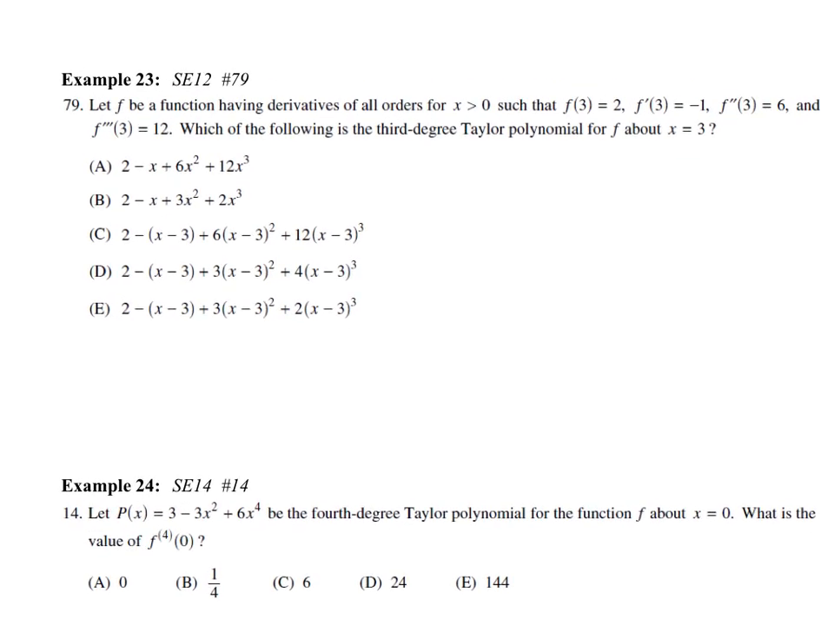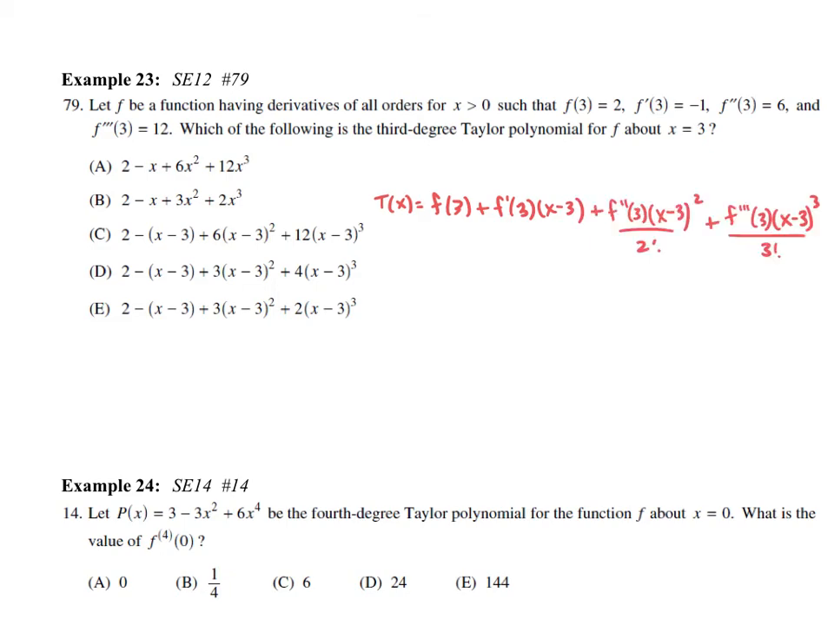All right, example 23. Let f be a function having derivatives of all orders for x greater than 0. So we have that list. Which of the following is the third degree Taylor polynomial for f about 3? So we're going to go through that same process, or at least a similar one that we've talked about, where we have f of 3 plus f prime of 3 times x minus 3. I'll pause and finish the rest of this.